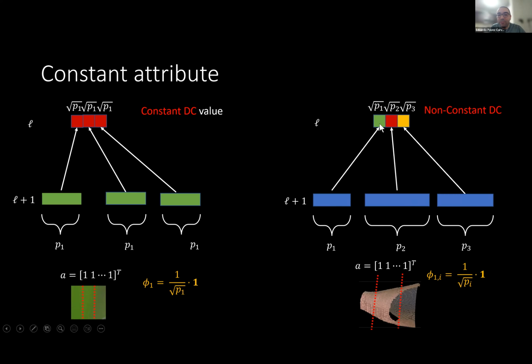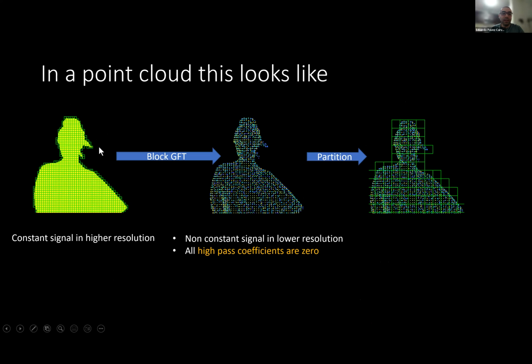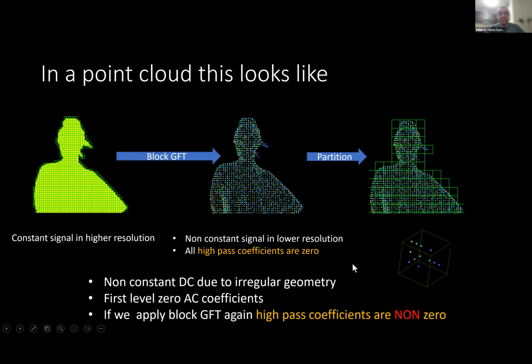So then if you do this for, let's say, a big point cloud, here I take a piece of a point cloud and apply this block GFT, one level block GFT, and then I propagate the low pass coefficients to the lower resolution point cloud. You see that it maps a constant signal in high resolution to a non-constant signal in low resolution, right? Then if you wanted to do this again, you're going to have a lot of energy leakage in the high frequency. This is because the geometry is very irregular, right? This would not happen if you did this technique for an image, for example.